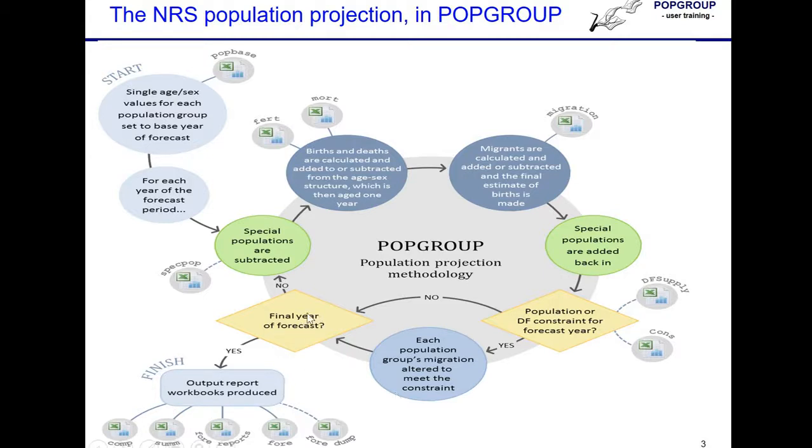We then move to the question of whether this is the final year of the forecast. If not, then we go back around this loop of adding back in special populations, aging our population on, adding in births, deaths, and migration, taking into account any constraints that we wish our population to be constrained to in particular forecast years. If this is the final year of the population projection, then POPGROUP will produce a whole set of output reports which contain the results of our projection, as well as the facilities to analyse and display results from our projections.